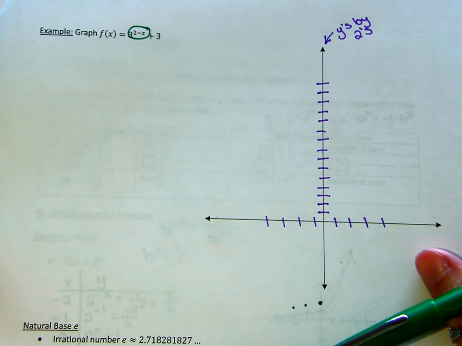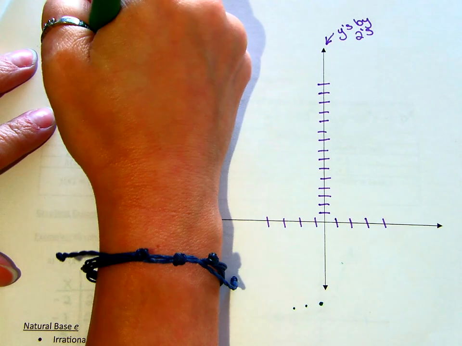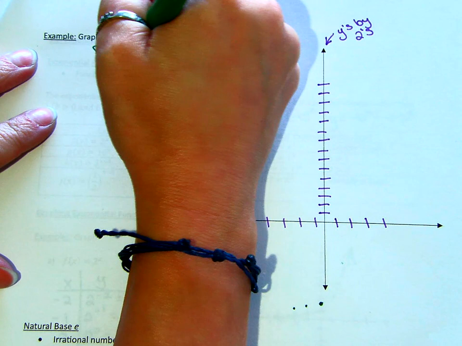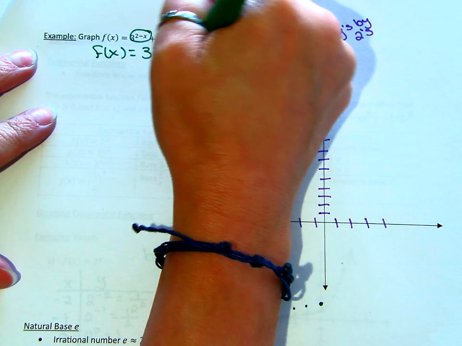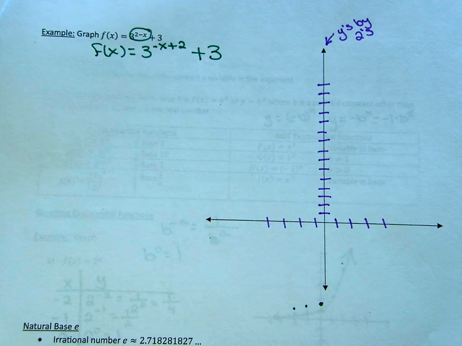But I would probably rewrite it as f of x equals 3 to the negative x plus 2, and then I have this plus 3 out here. Just so I can really hone in on what's going on within this. What does the negative mean? What does the 2 mean? What does the 3 mean? What does all this mean? And so I'm going to make some notes.